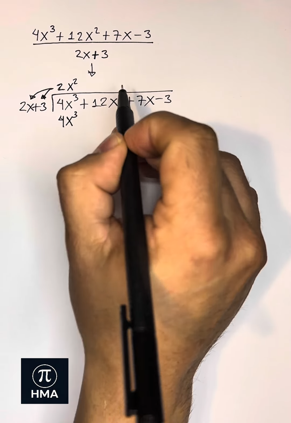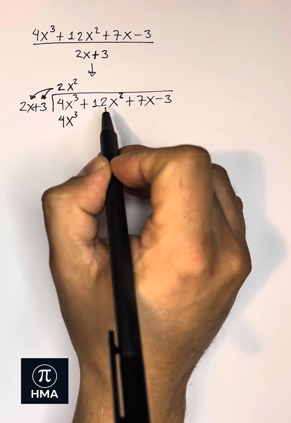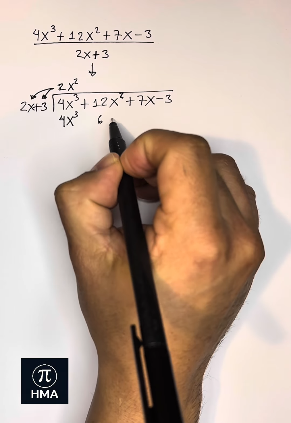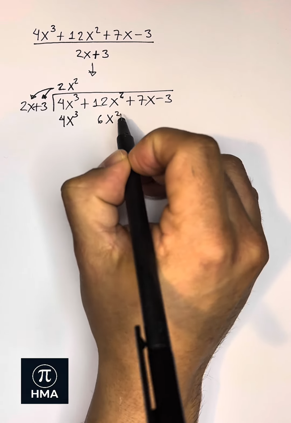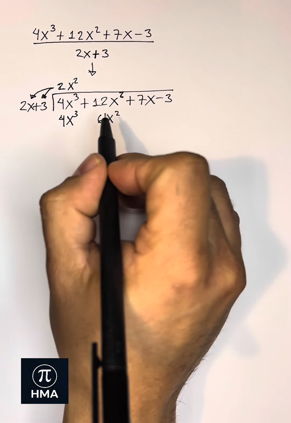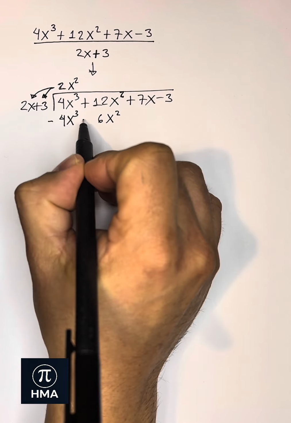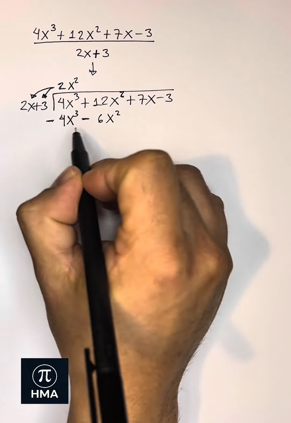And we write the result below the term that contains an x squared. In this case, below this term. So it will be 6x squared. And the result in both multiplications is positive. What we need to do is to change the sign. Instead of positive, this should be negative. So we need to do a subtraction.